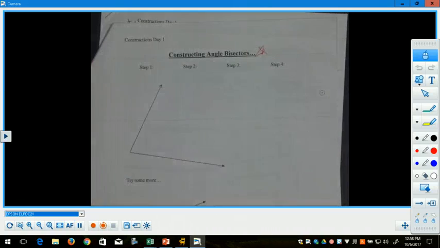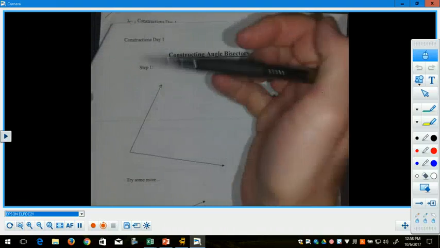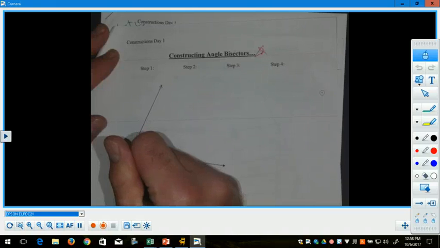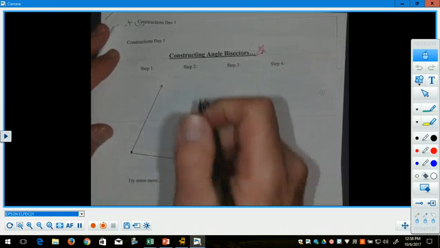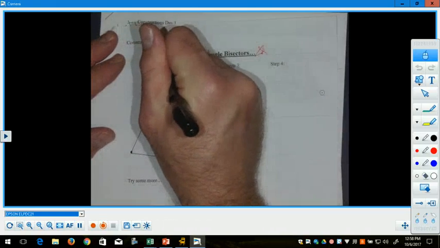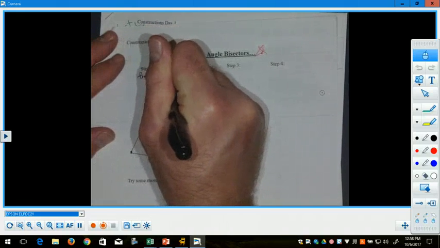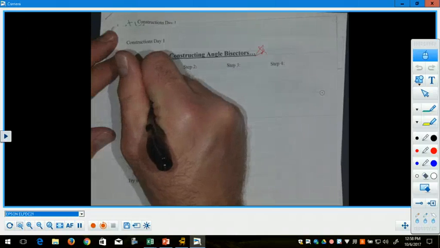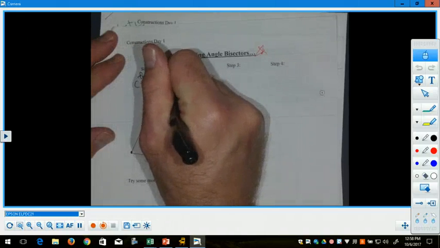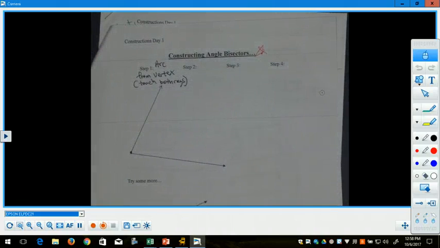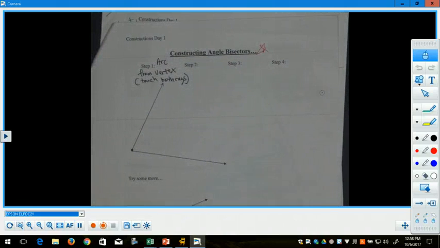For right now, we're going to step one, which is lock your compass and make an arc from the vertex that touches both rays of the angle. So we're going to do an arc from the vertex. It must touch both rays of our angle. If it doesn't do that, then it's not going to work.